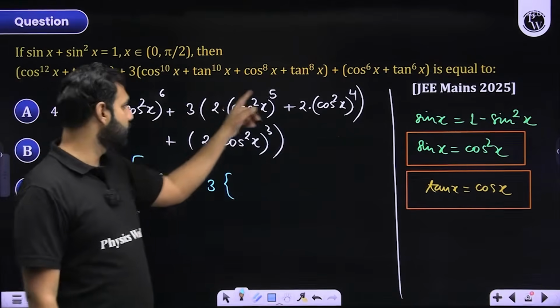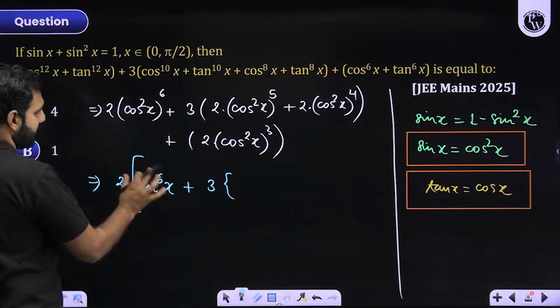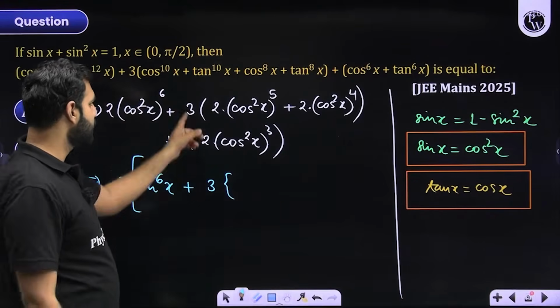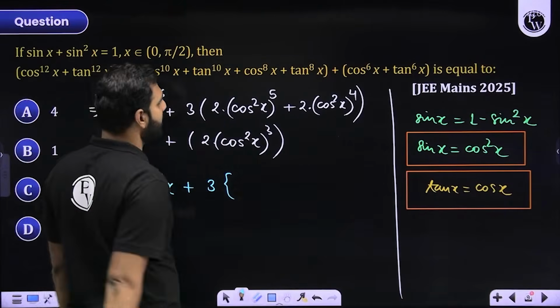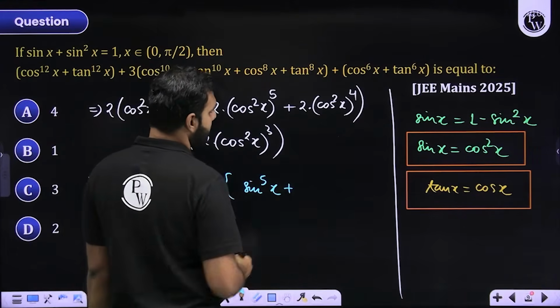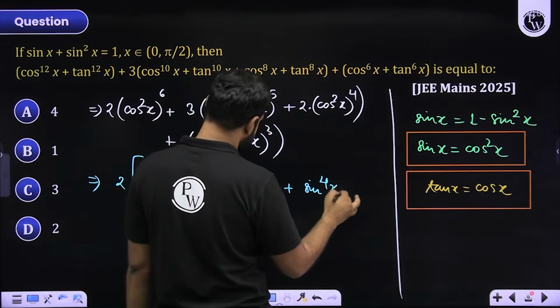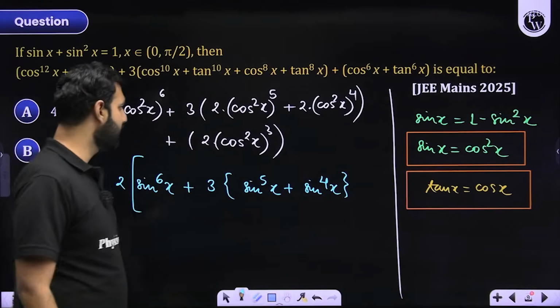This 2, this 2, this 2 and this 2, I am taking common. So what am I left with? Cos square x to the power 6, which is sin x to the power 6. This is 3 times. Cos square x I can replace by sin x. So this is sin x to the power 5 plus this is sin x to the power 4. I hope you are comfortably understanding this. No confusions on that. Everyone with me so far.